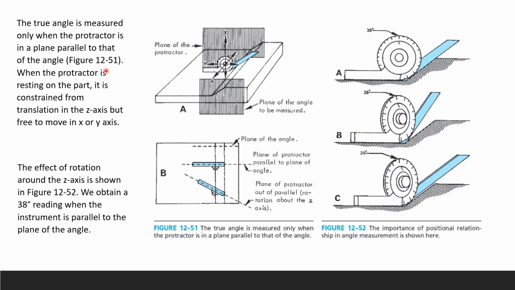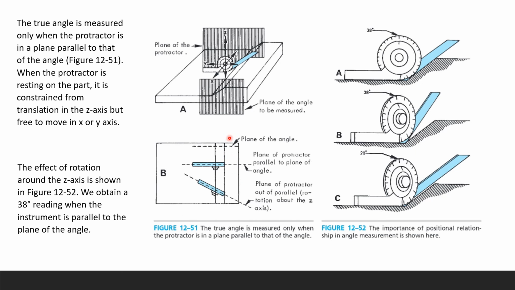The true angle is measured only when the protractor is in a plane parallel to that of the angle. You can see it right here in figure 12-51. When the protractor is resting on a part, it is constrained from translation in the z-axis, but it's totally free to move in the x or y axis.